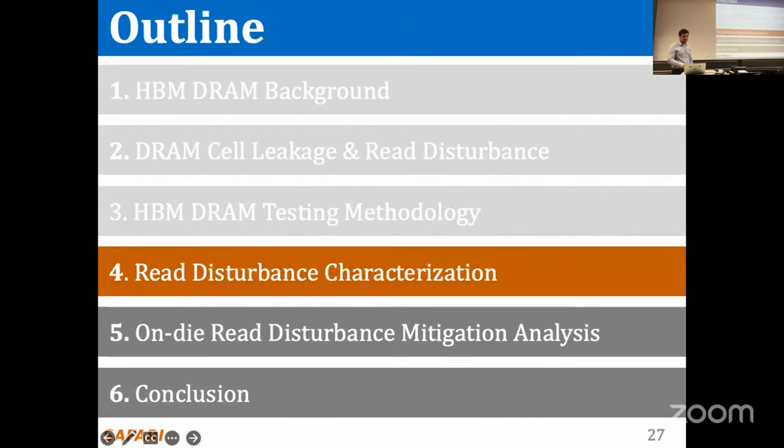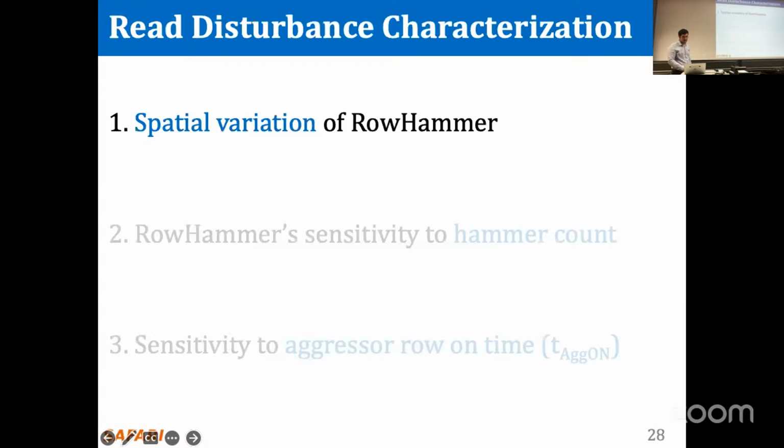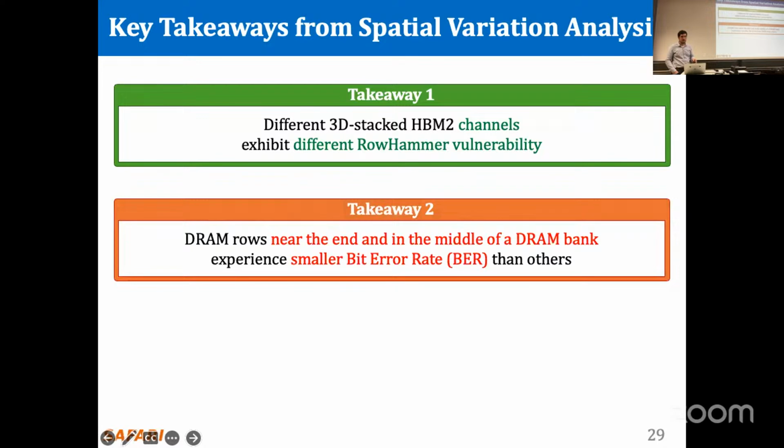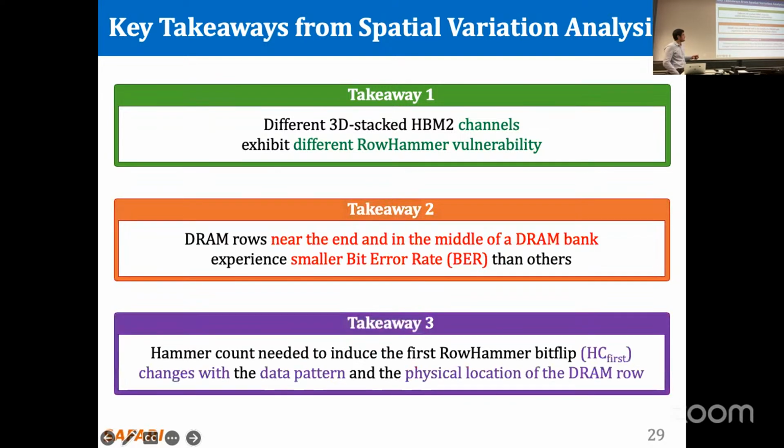Now we will move on to results, the interesting part. We will start with the analysis of spatial variation of read disturbance in the HBM2 chip. We have 3 key takeaways from this study. First, different 3D stacked channels exhibit different read disturbance vulnerability. Second, DRAM rows near the end and in the middle of a DRAM bank experience smaller bit error rate than other rows. And third, the activation count needed to induce the first RowHammer bit flip, that's HC first, changes with the data pattern and the physical location of the DRAM.